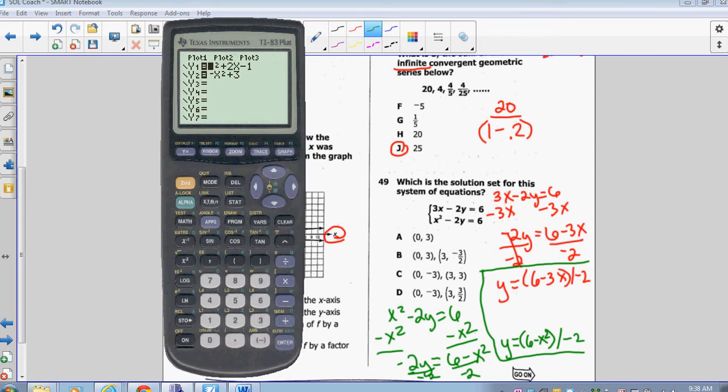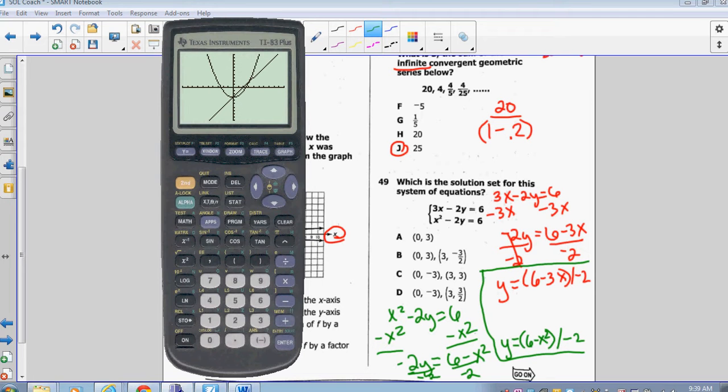Okay, so y equals, clear out what's in there. Alright, parentheses, 6 minus 3x, close parentheses, divided by negative 2, and parentheses, 6 minus x squared, close parentheses, divided by negative 2. If you get an error, you might be typing minus instead of negative. There's your line, and there's your parabola.